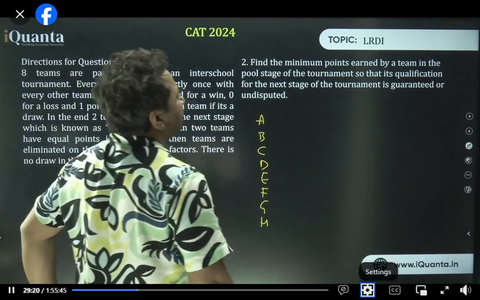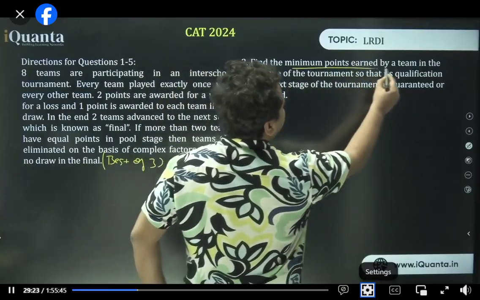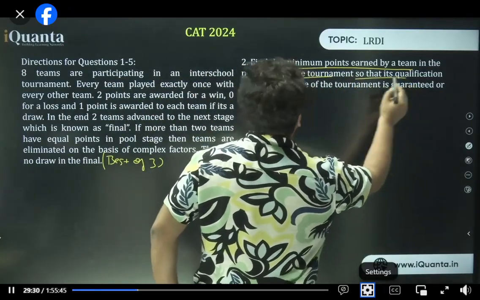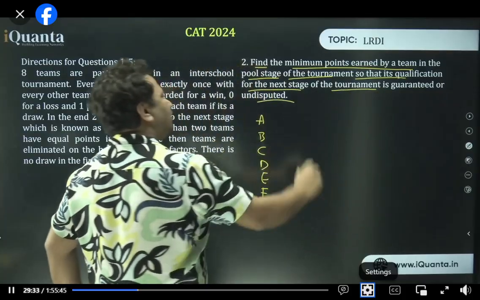Okay. So the question says, find the minimum points earned by a team in the pool stage of the tournament, so that its qualification for the next stage of the tournament is guaranteed or undisputed.